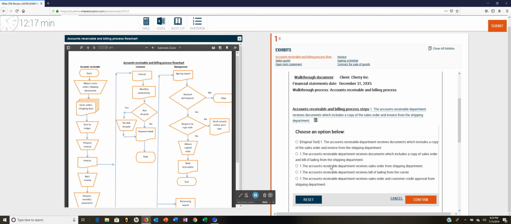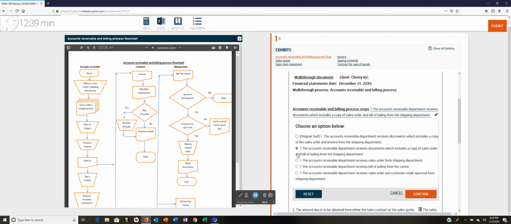But it's clearly not just the second answer here. The accounts receivable department receives the sales order from the shipping department. While that's correct, that's not as correct as this first one, which says the accounts receivable department receives documents which include a copy of the sales order and bill of lading. So I'm going to answer that one. Now, at no point was bill of lading mentioned up here. So your chances of getting this right is a lot better if you know who creates the bill of lading, the shipping department.